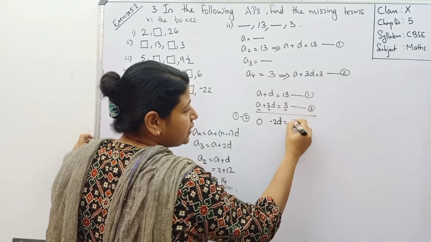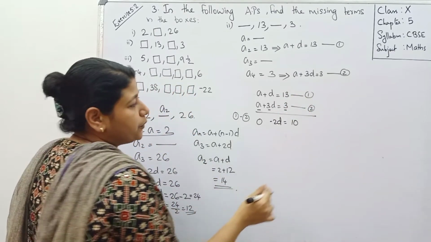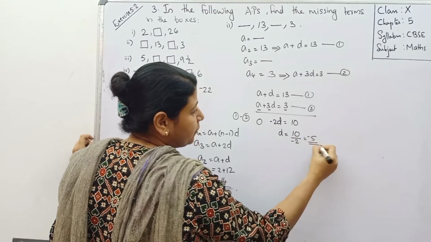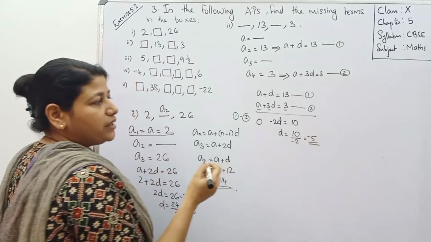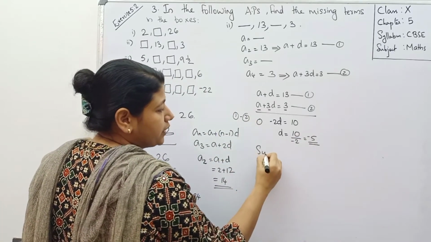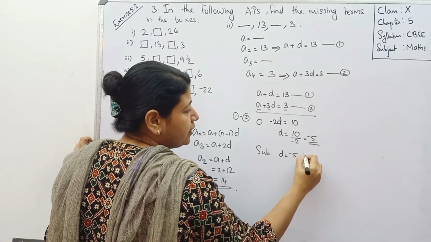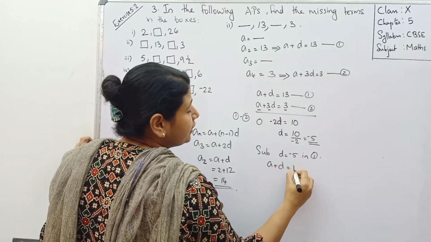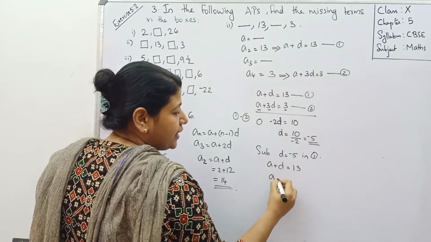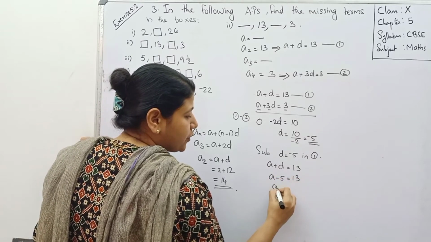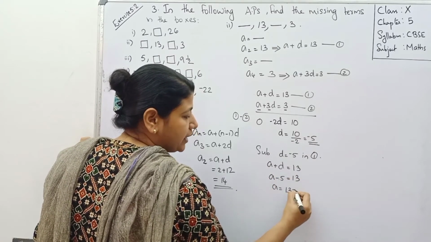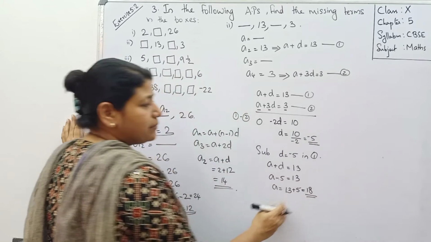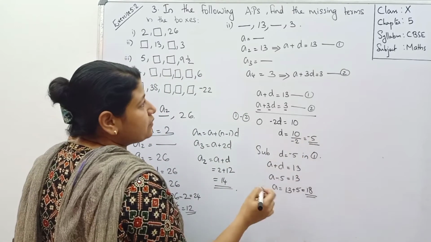Here also, 13 minus 3 is 10, and the larger term's sign is plus, so no need to put plus. Now d is 10 by negative 2, so we get negative 5. So we found the common difference as negative 5. Then we substitute d equal to negative 5 in the first equation: a plus d equals 13, so a minus 5 equals 13. Taking the minus to the other side it becomes plus 5, so a is 18. The first term is 18 and the common difference is minus 5.